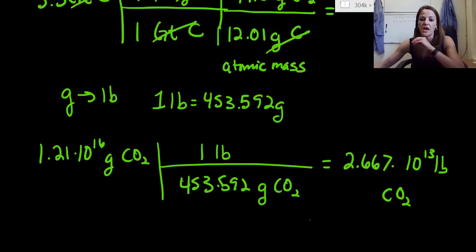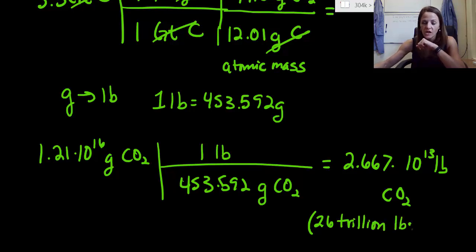So essentially what that means, if that number doesn't mean anything to you, 26 trillion pounds of carbon dioxide are released into the atmosphere every single year. That's a lot, guys. 26 trillion pounds. I mean, oh my gosh, that's so, so bad for us.